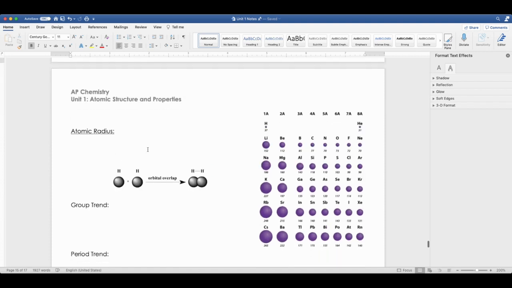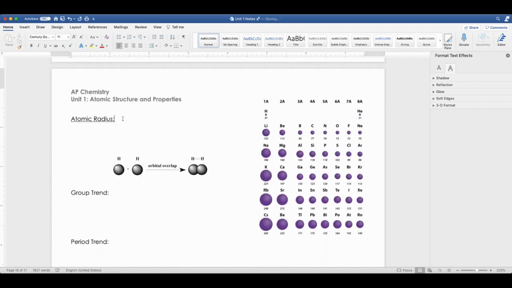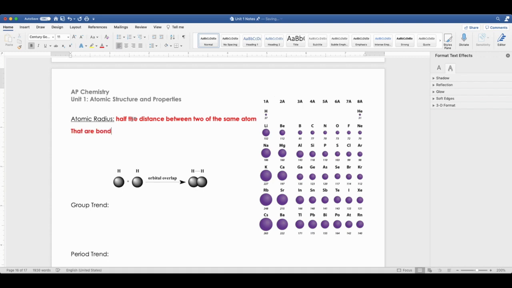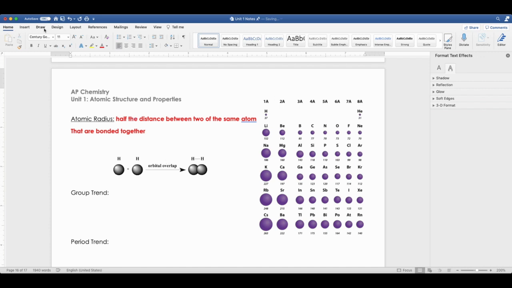In the same vein, let's take a look at atomic radius. And atomic radius is pretty simple. If you think about a radius, it's half of a circle. So it's the same exact thing for atoms. When I consider atomic radius, because it's a radius, it's half the distance between two of the same atom that are bonded together. There are really nice images below, right here. Let's get the pen out again.